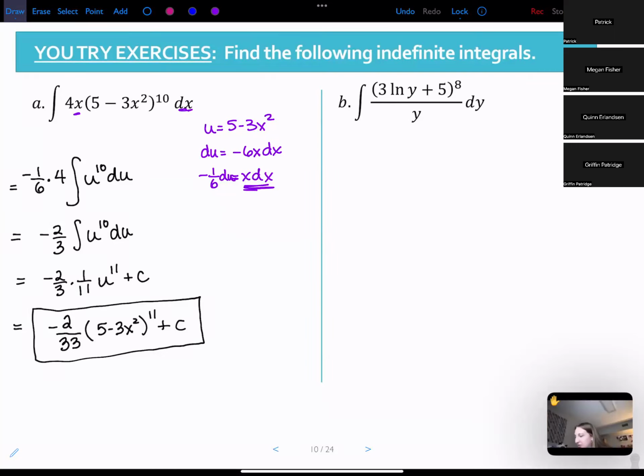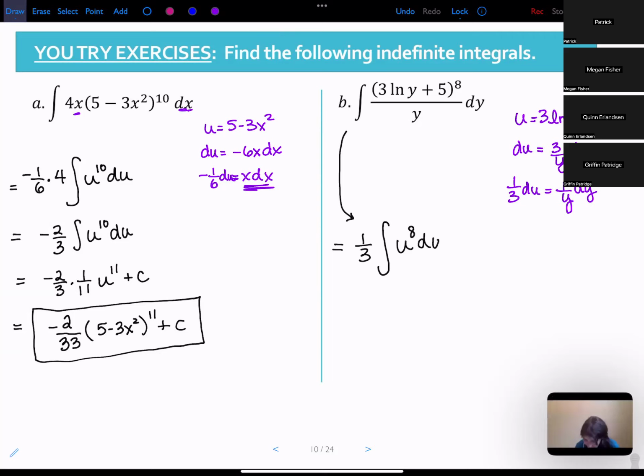Okay, so for u, I said that it would equal 3 natural log of y plus 5. Beautiful. And then the derivative of that, so du equals 3 over y dy. And then I just multiplied both sides by 1/3. Beautiful. So then with the integral, I rewrote it by putting 1/3 outside. And then on the inside, I did u to the 8th du.